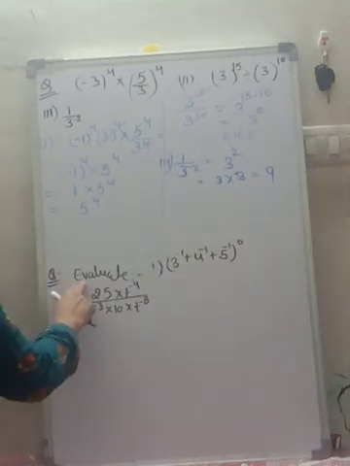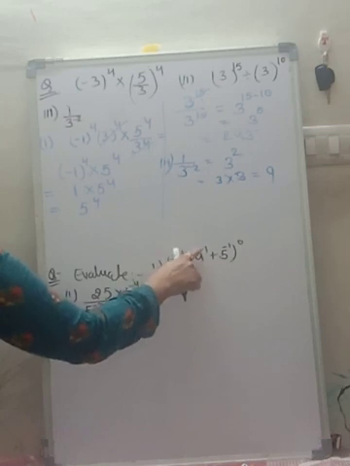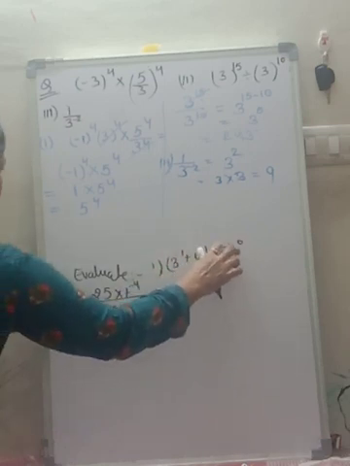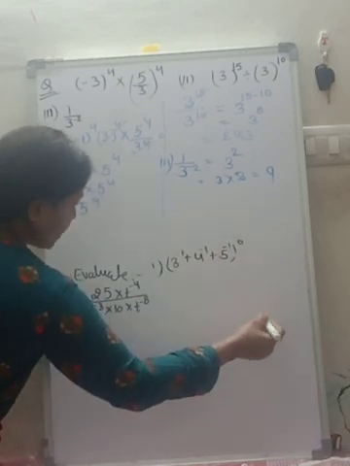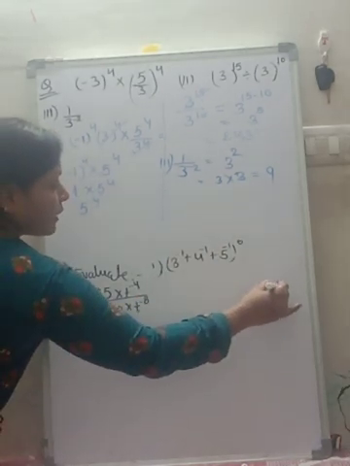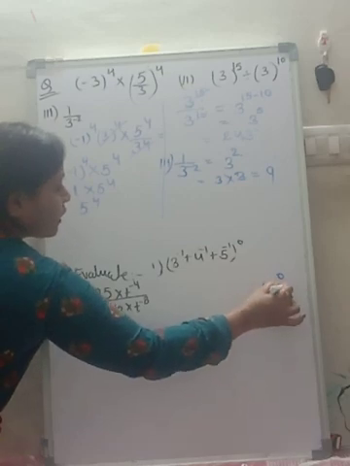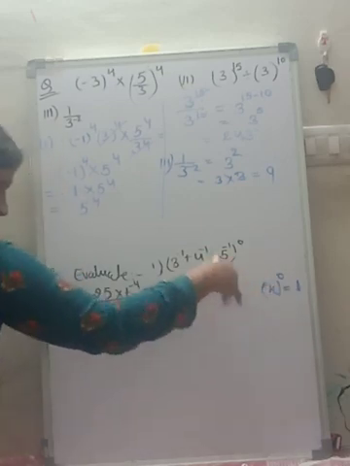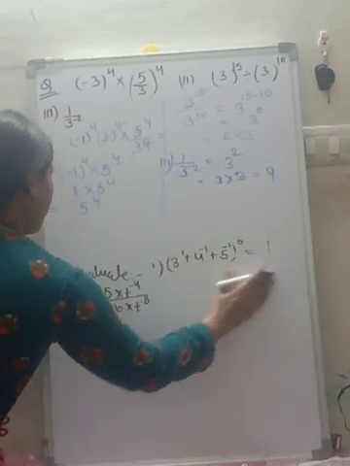Now the next is evaluate (3^(-1) + 4^(-1) + 5^(-1)) whole raised to the power of 0. So you already know anything raised to the power of 0, the answer will be 1. So the answer will become only 1.